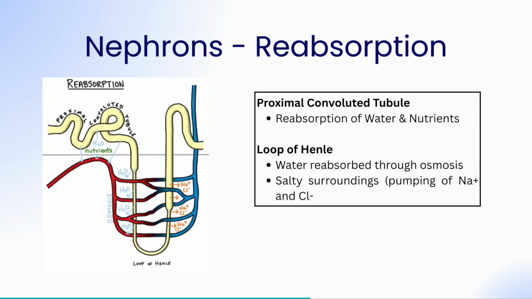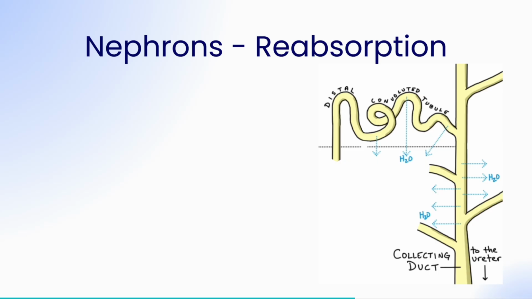The second part is the loop of Henle, which is a lot more interesting because it has two portions. In the descending portion, the water leaves through osmosis, and later in the ascending portion, we can see why this osmosis happens: there are very salty surroundings due to active transport of Na and Cl out of the filtrate, and that's why a lot of water filters out of the filtrate here. The final two parts are the distal convoluted tubule and the collecting duct, where water also leaves. It's selective, because it doesn't always leave in this section.